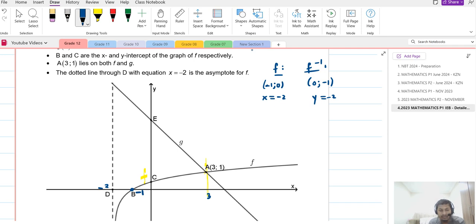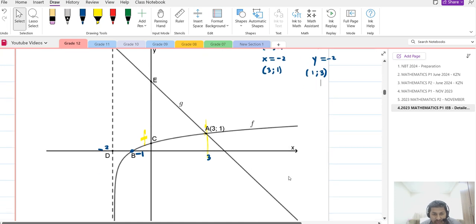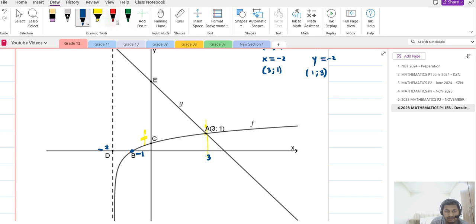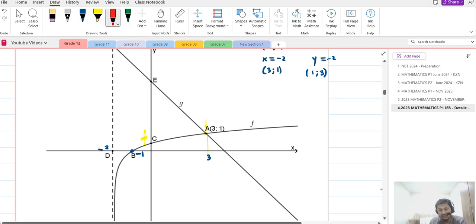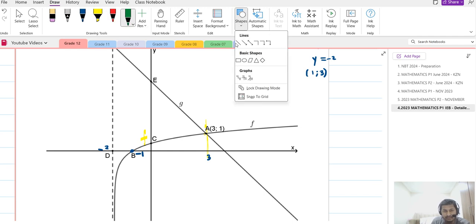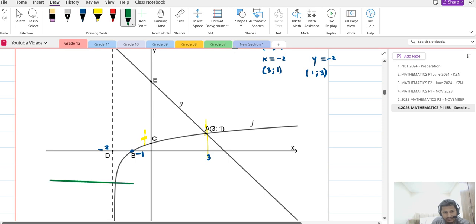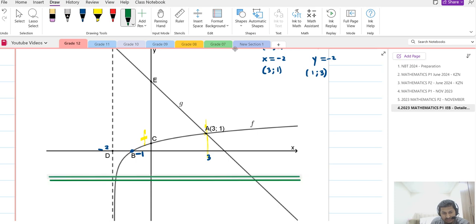Okay, we have a coordinate 3, 1. We have a coordinate which is 3 and 1 here as well. So on the f inverse graph it is going to be 1 and 3. Now let's look at all these points. Where's 1 and 3? Alright, so first I am going to draw the horizontal asymptote at -2. Right, so I have a horizontal asymptote at -2.